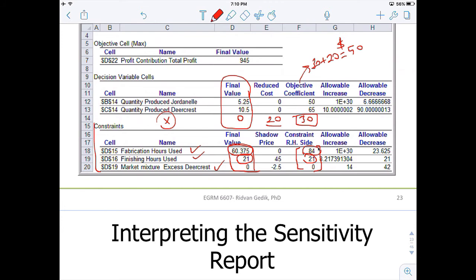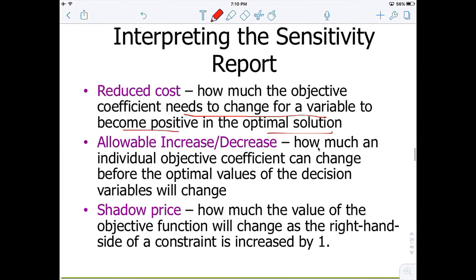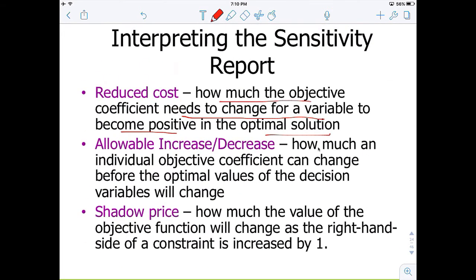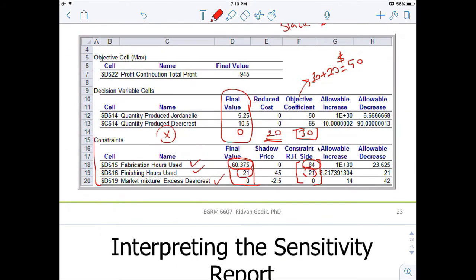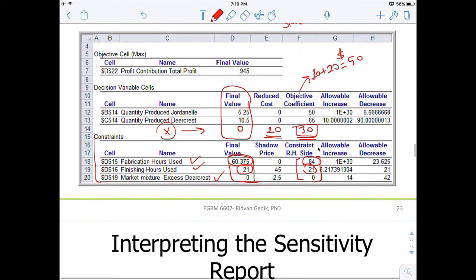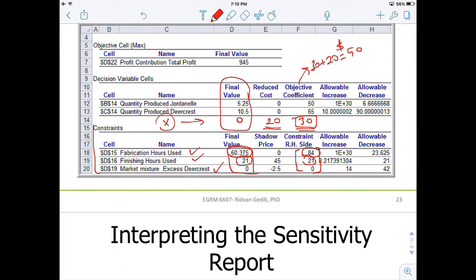So basically the reduced cost, if you go back to the definition, is how much the objective function coefficient needs to change for a variable to become positive in the optimal solution. So the objective function coefficient, or the profit for this model X, should be $20 more so that the model can consider producing model X. Otherwise we don't see model X in the optimal solution.